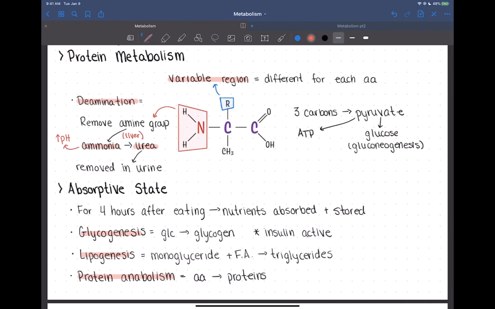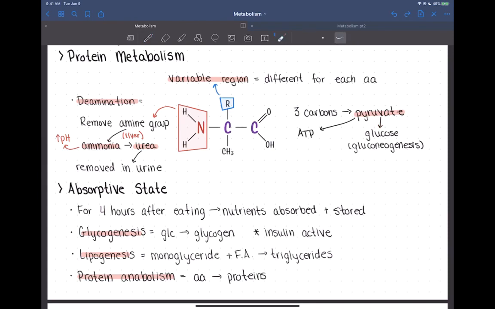Okay, so now we've removed that amine group. Now we're left with 1, 2, 3 carbons. Okay, just like we had in our glycerol, right? We can take that 3 carbon region of our amino acid, convert it into pyruvate, and then just like with glycerol, that pyruvate can be used to make ATP, or it can be used to make glucose. That would be gluconeogenesis. All right, so we can go to making glucose or ATP.